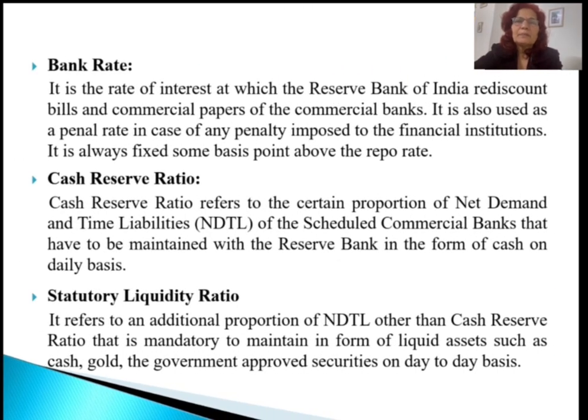Now we will discuss the bank rate. What is bank rate? It is the rate of interest at which the Reserve Bank of India rediscounts bills and commercial papers of the commercial banks. It is also used as a penal rate in case of any penalty imposed on financial institutions. It is always fixed some basis points above the repo rate. So the bank rate is higher than the repo rate. We can say that the bank rate is a long term interest rate. Now we will discuss the cash reserve ratio.